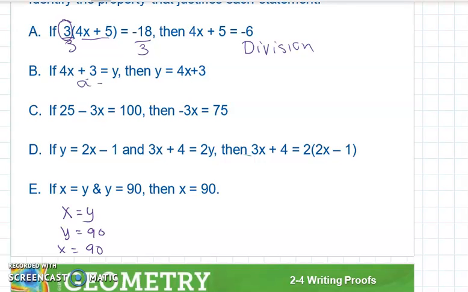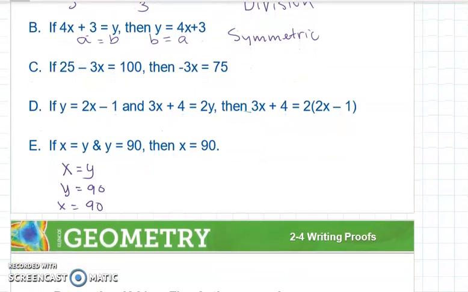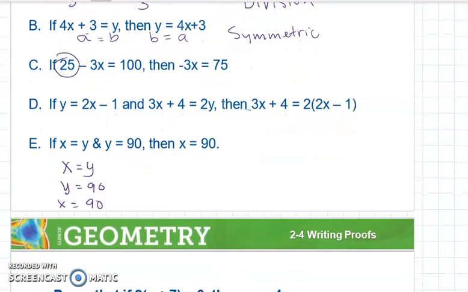This would be the A part of the equation and the B part of the equation. And then we went to B equals A. So this is symmetric. The next one, if you look, there's a 25 on this side, and now the 25's gone. So that one, to make that go away, we had to take away 25 from both sides. What permits us to do that is the subtraction property of equality.